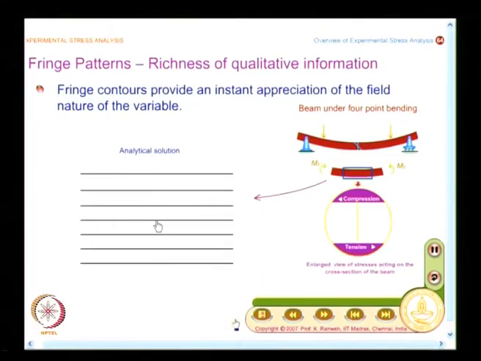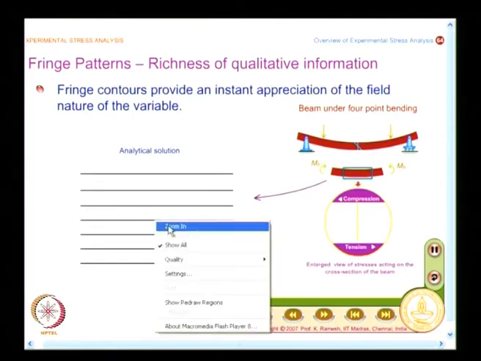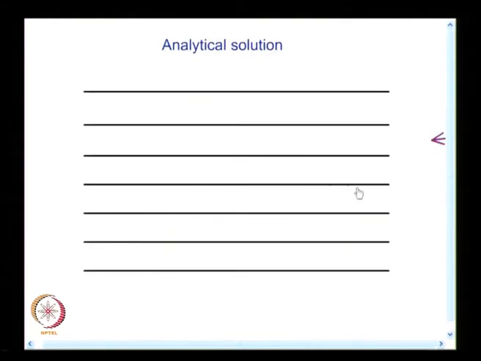In fact, Professor Durelli has written an article on art and science, where he has shown how the fringe patterns could be related to a piece of art. So, fringe pattern gives a lot of information. If you are an artist, you look at the artistic value of it. If you are a stress analyst, you look at the value pertinent to your requirement. And now let me look at an experiment, what does it give? I will also magnify this picture and you have this as an analytical solution.